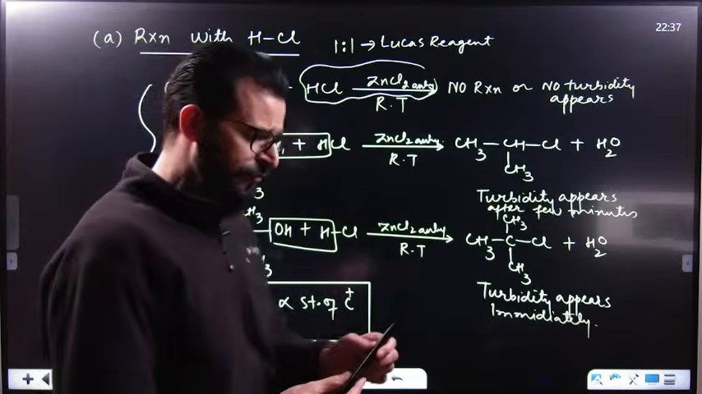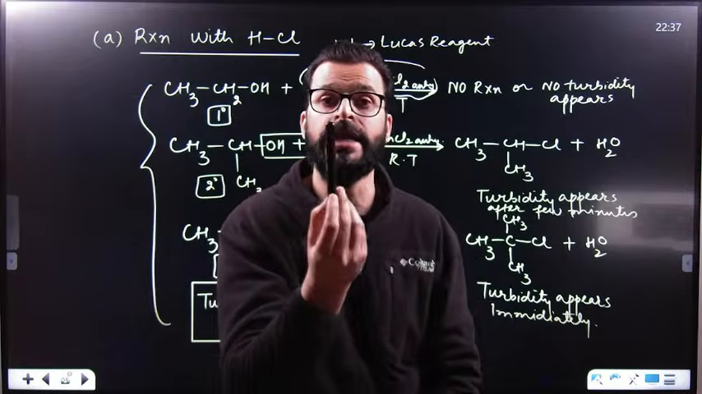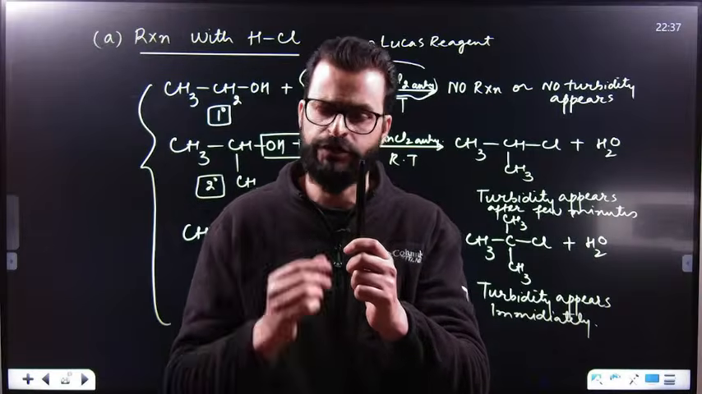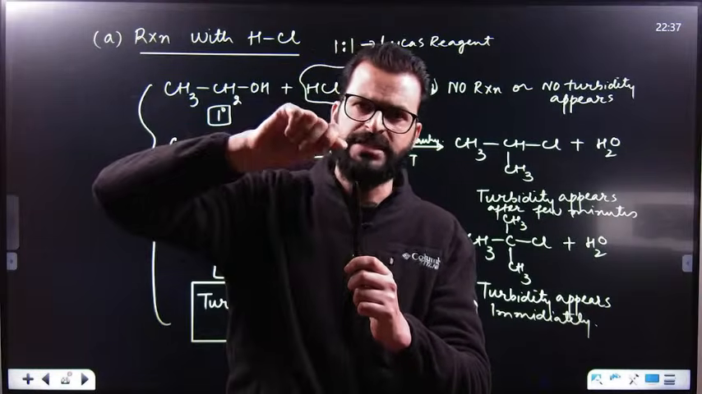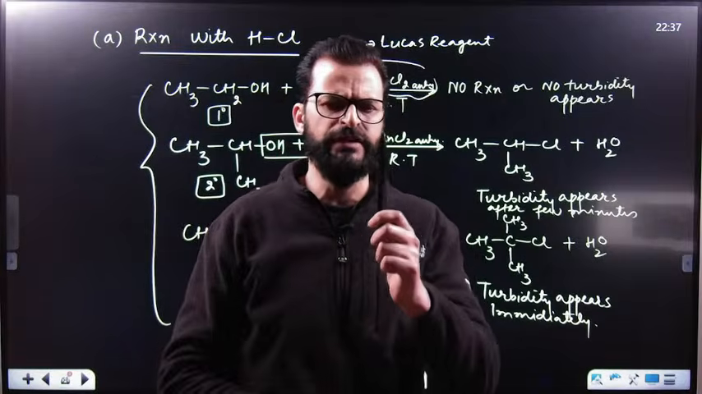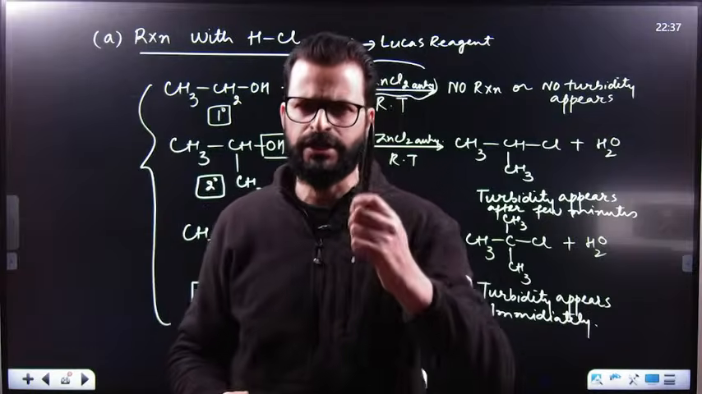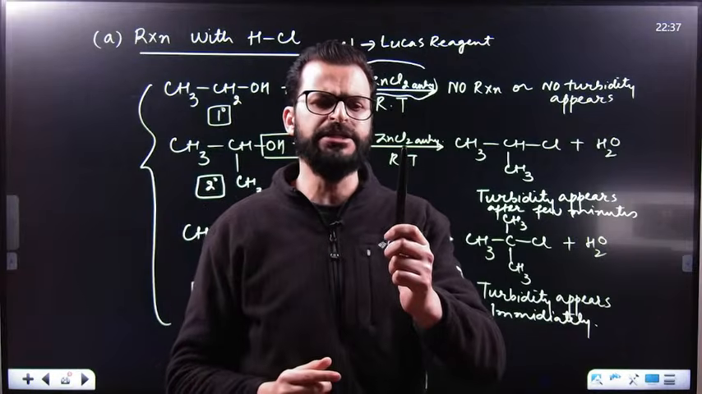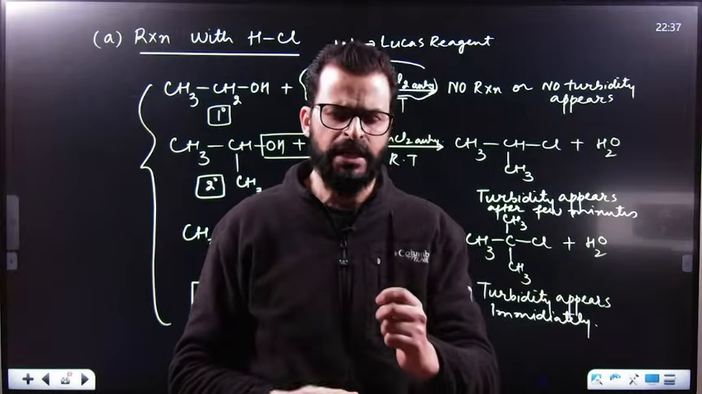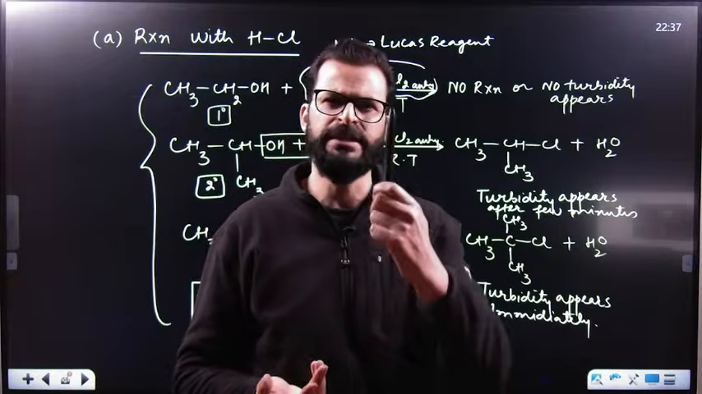Because if we have a primary, secondary or tertiary alcohol in a test tube, but we don't know which type of alcohol it is, what will we do? We will simply add Lucas reagent. When we add Lucas reagent, if turbidity appears immediately, we will say this was a tertiary alcohol. But if turbidity appears after some time, after 5 or 10 minutes, we will say this was a secondary alcohol. If turbidity does not appear, we simply say this is a primary alcohol.